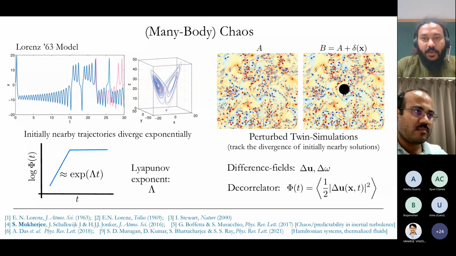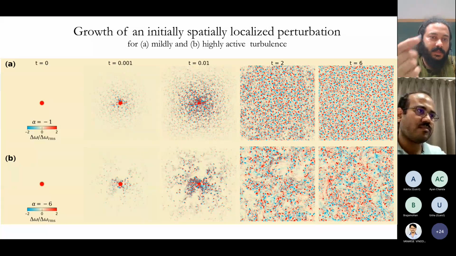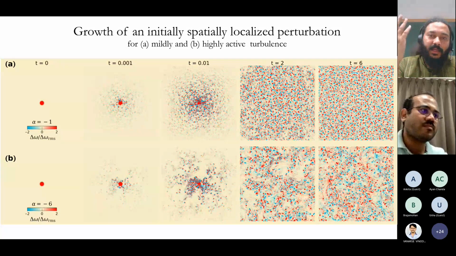So before showing you how this proceeds, I want to give you a visual impression of how the perturbation grows, because it's very beautiful that you can start with a localized perturbation. This is really the butterfly effect that you know of. So we start with a very tiny perturbation, that circle that you see in the first figure. So it's for mildly and highly active turbulence.